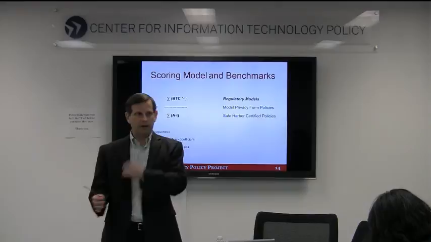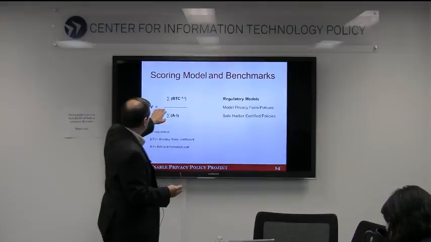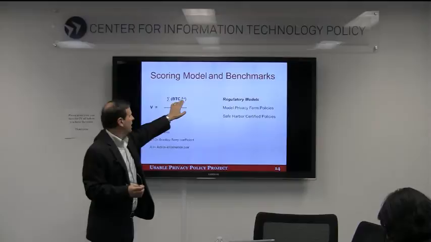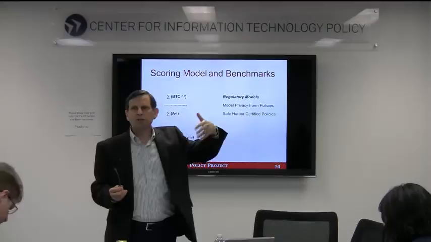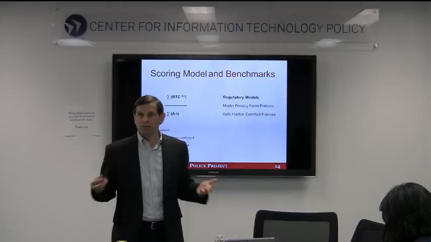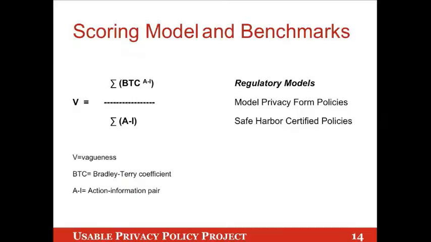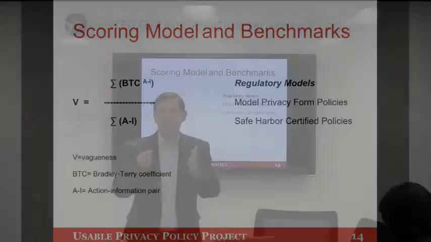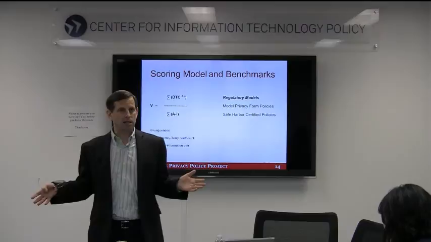So what we did was we took the Bradley-Terry coefficients for every sentence in the policy that had a data practice associated with personal information. So if there was an action item, a data practice, but it didn't relate to personal information, we didn't want to put a score on it. That wasn't vagueness for our purposes. We only care about the way they describe privacy activity. So we took the Bradley-Terry coefficient for each such sentence and simply summed them up for the policy. And that's great, but what happens if it's a really long policy and all of those vague terms are concentrated in one paragraph? The policy may look great, even though in fact it's problematic.